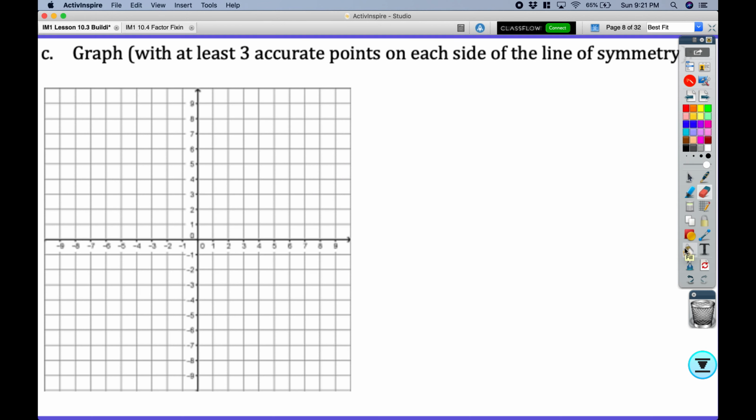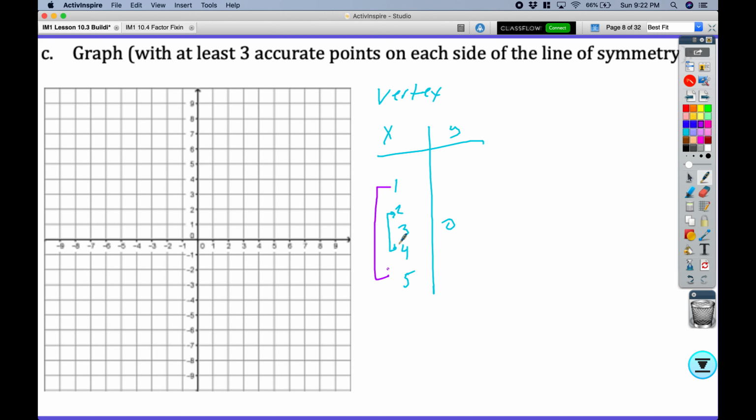Okay, now it says graph with at least 3 accurate points on each side. So first off, I need to start with my vertex. If you're ever making these little charts when we're graphing, what I always do is I plug in my vertex, which is 3, 0, and I'm going to just choose some values. So I got a 2, a 1, and then like a 4 and a 5. Now, whatever the equal distance away from the vertex is, they're going to be the same values. So I'm going to have the same values here because they're both one above and one below the vertex, and these will also be the same value. So let's go ahead and start by plotting 3, 0 right there. So I got my vertex. And now I'm just going to go ahead and plug in some values.